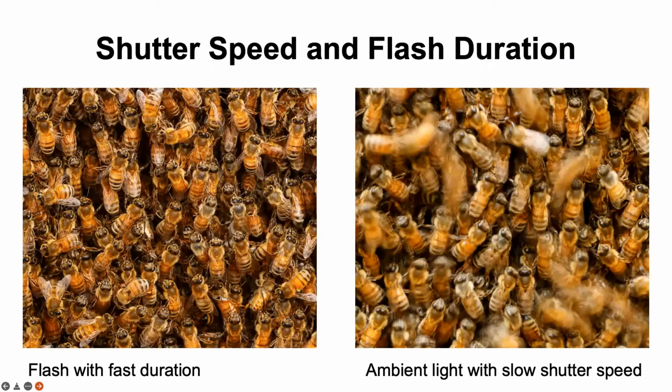Next slide. Just to wrap up the technical stuff real quick, you can see on the left was done with a flash. And you can see the bees are nice and sharp and still. On the other, it says it was done with natural light, with ambient light, and so you can see the slow shutter speed. You can see the movement in the bees, which is an okay image if you want to show the movement of the bees. But if you don't, then you have to use a flash. So it's not only a compromise, but it's also a choice, right?